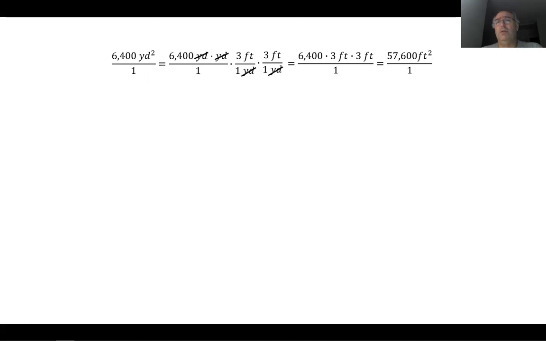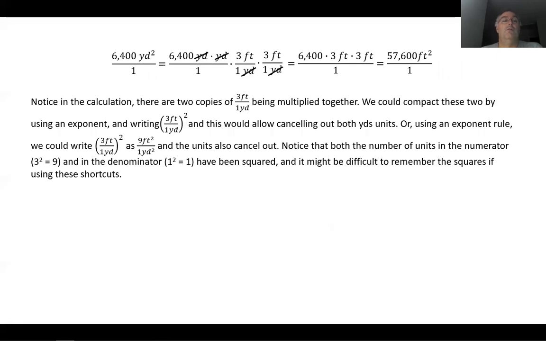Now, let's look a little closer at that calculation that we've made there. Notice that you have two copies of 3 feet over 1 yard. So we could actually compact this a bit just by writing that as 3 feet over 1 yard squared, because we've got two copies of it. And this would allow for canceling out both of the yards units.